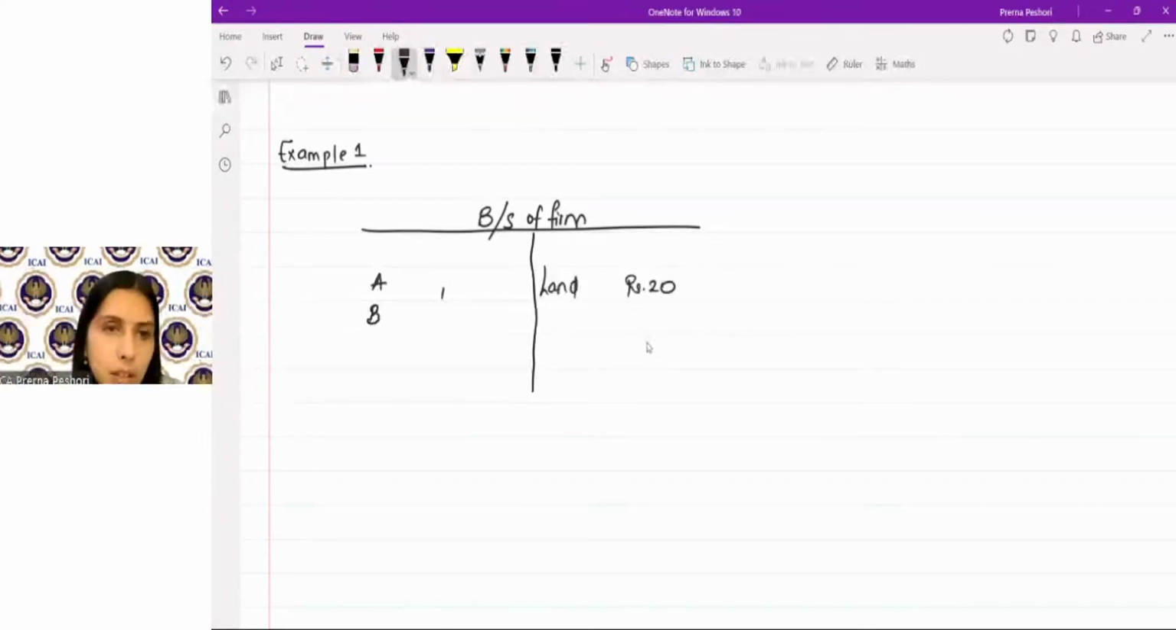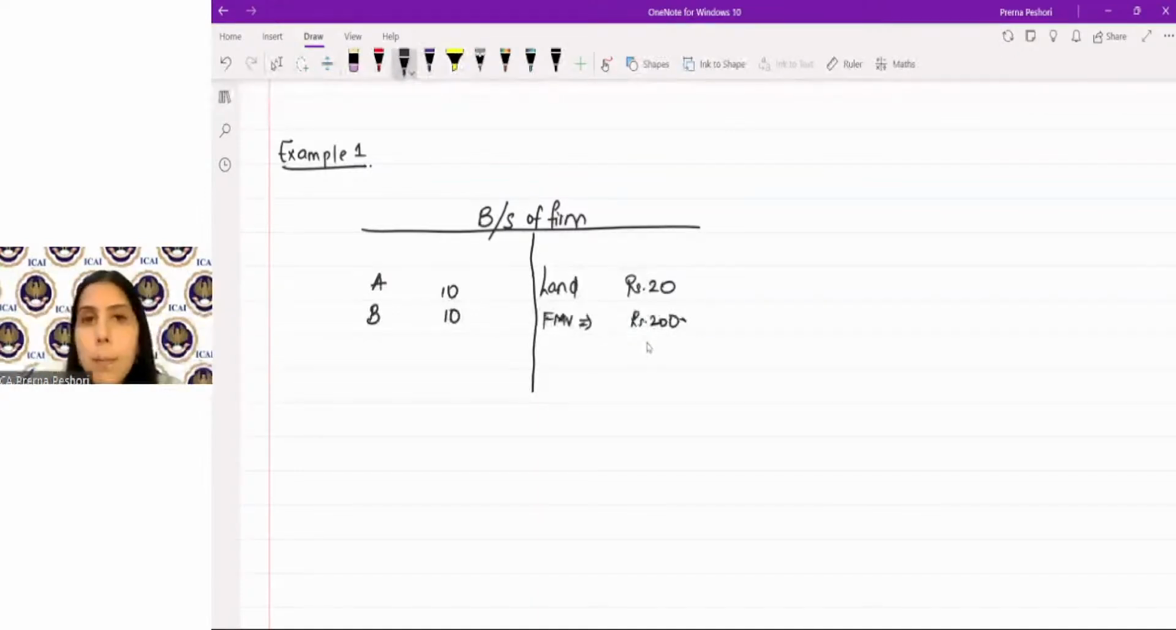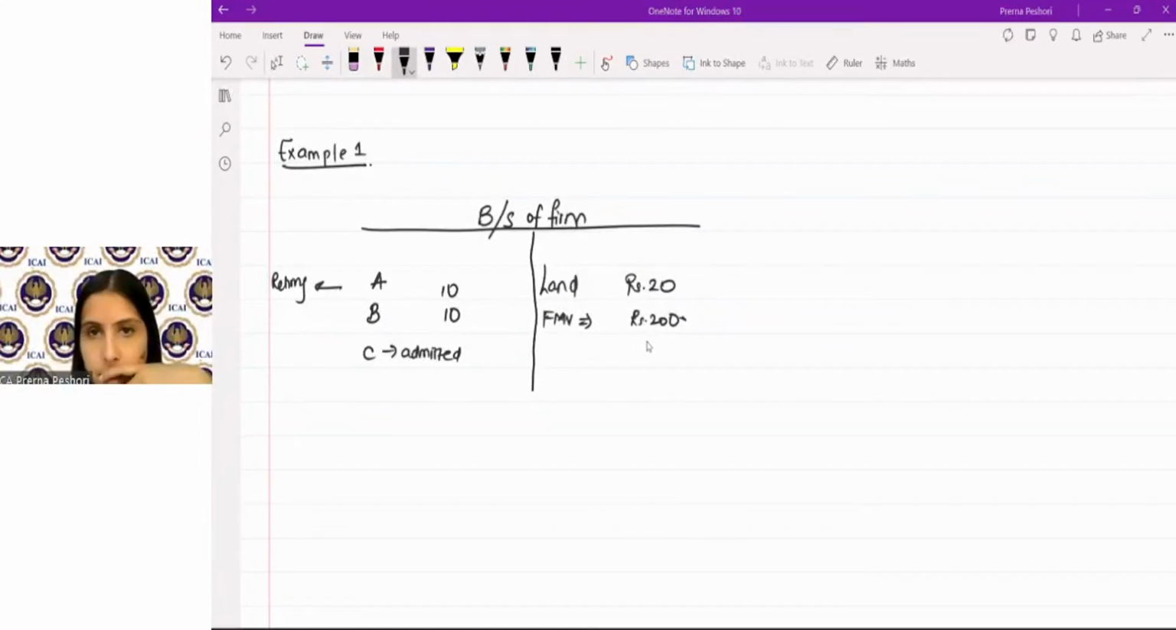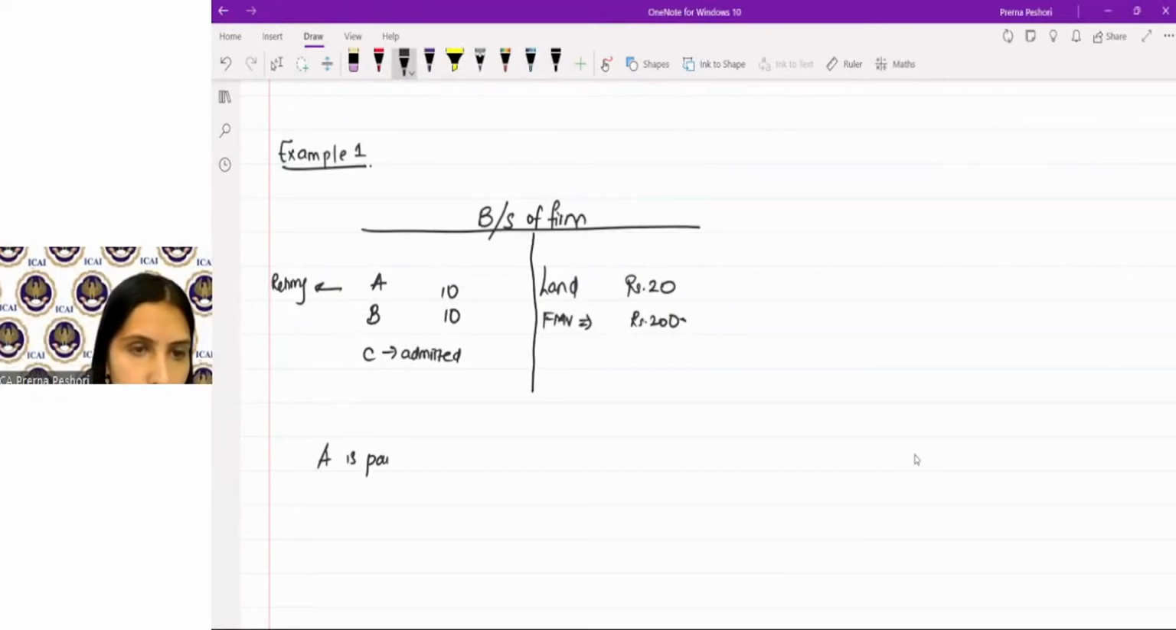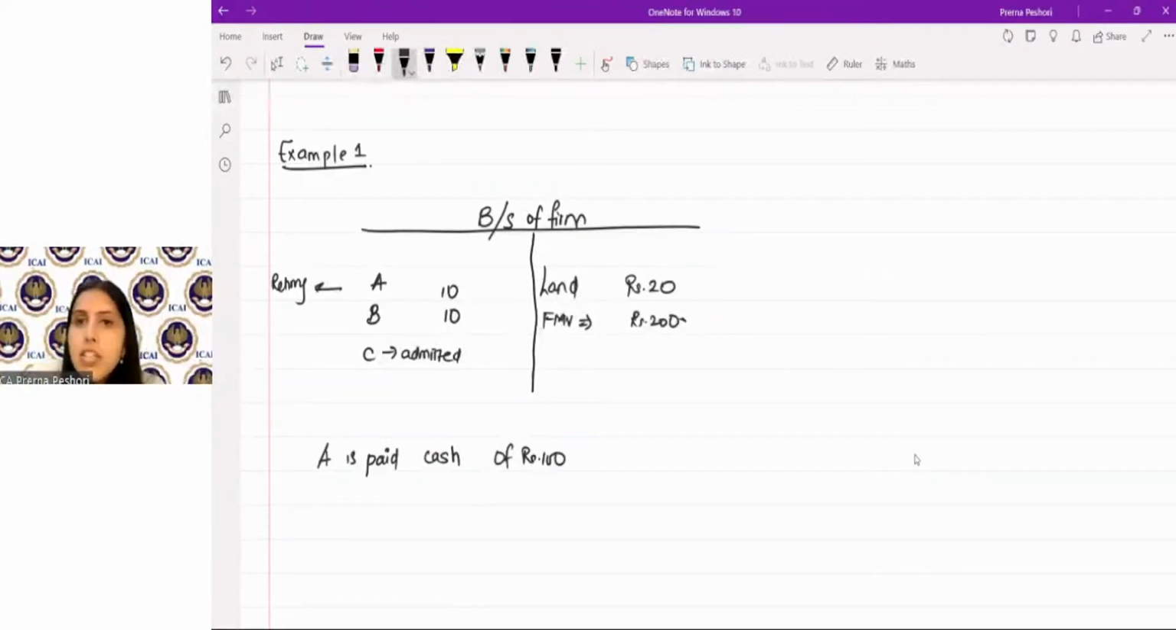There are two partners, A and B. Capital balance is 10, 10, right? Now, FMV of the land as on the date of receipt is 200. Partner A is retiring and partner C is admitted. So there is a reconstitution of the firm. Now A is paid cash of rupees 100 as his share of asset.